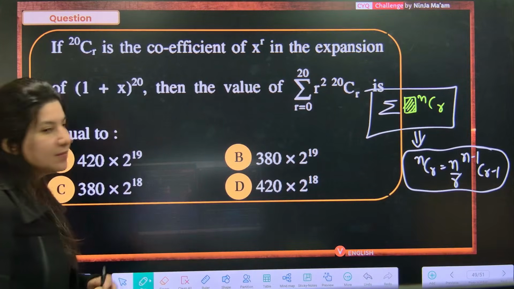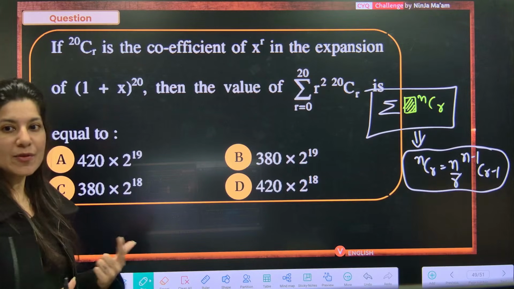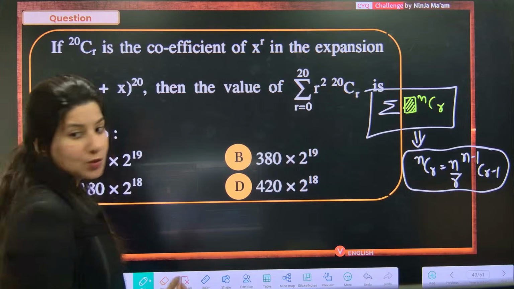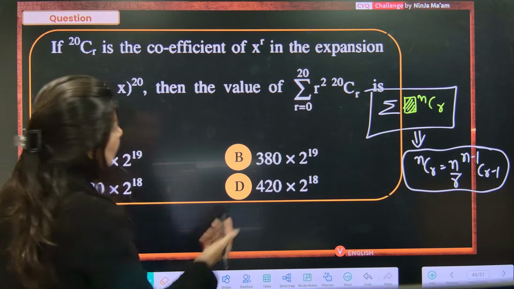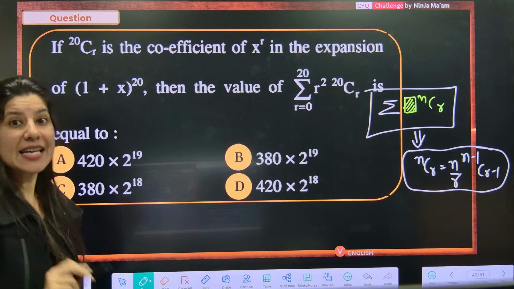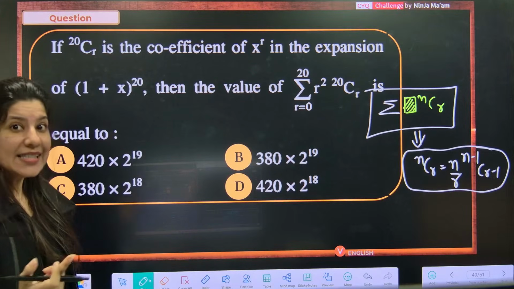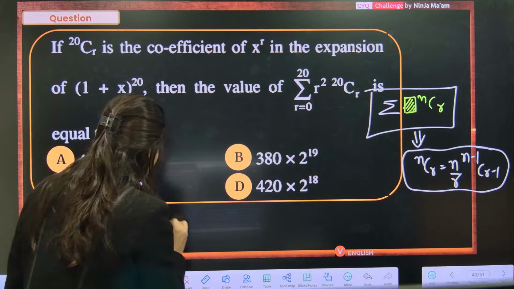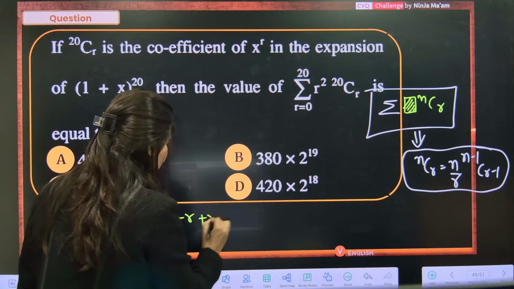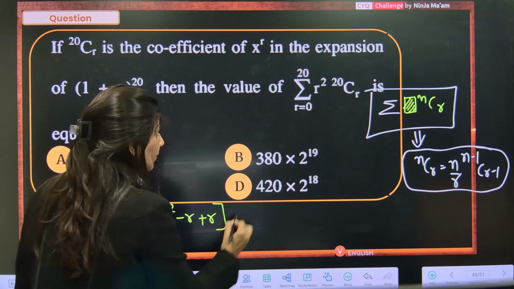Now this question, everyone, again a similar type of property we are going to use. r is equal to 0 to 20. So again, 20Cr is getting multiplied with r square. Now this time it is r square. So since it is r square, all we have to do is write r square as r(r minus 1) plus r. Okay, this is what we are going to do.